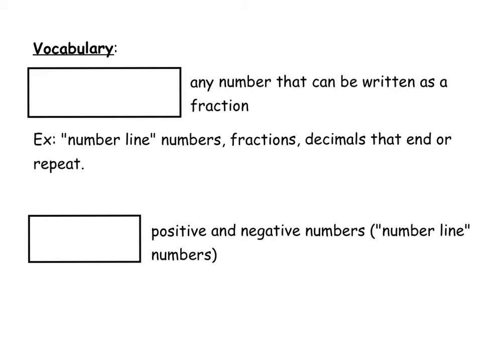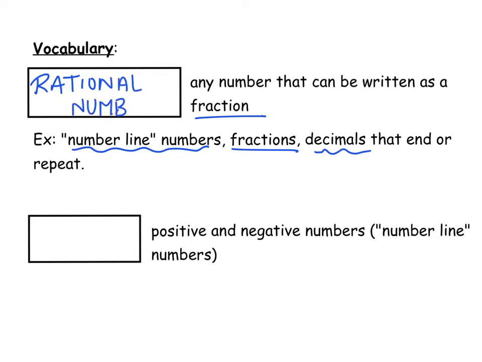Next to cover, we have some vocabulary. So first word of the day is any number that can be written as a fraction. So these include our number line numbers, fractions, and decimals that end or repeat. We talked about these last year, and these are a special kind of number, and they are called rational numbers. We are working with rational numbers this year.